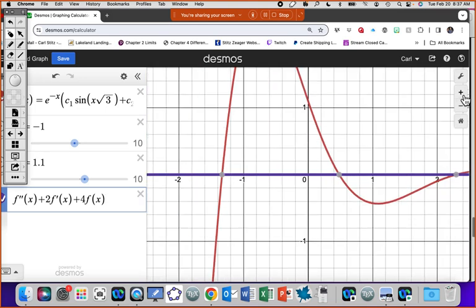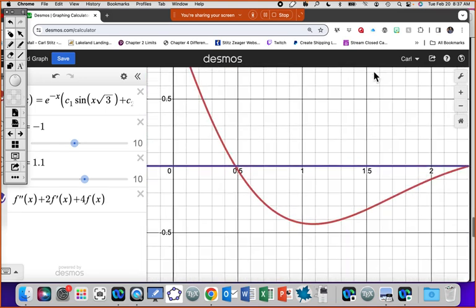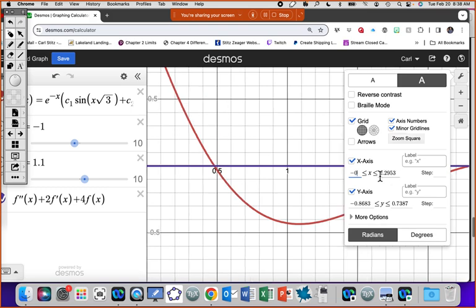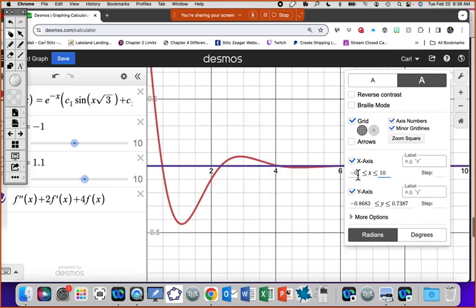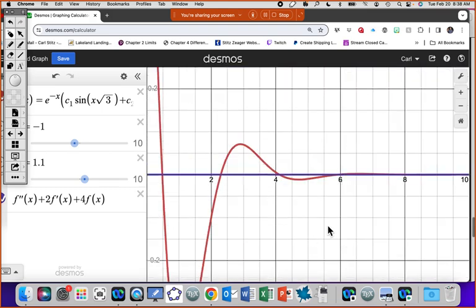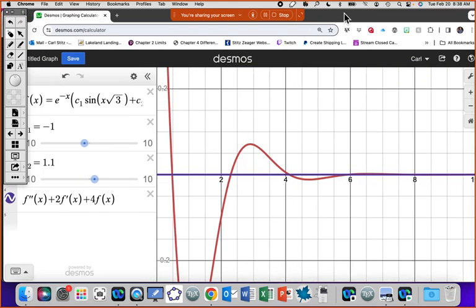But I want to look a little bit more at this behavior here. Go like 0 to 10. And y-axis, negative 0.25 to 0.25. Okay, so what's actually happening here with this type of function?